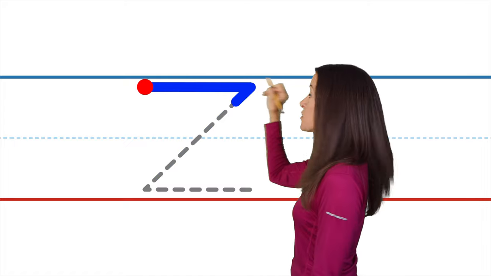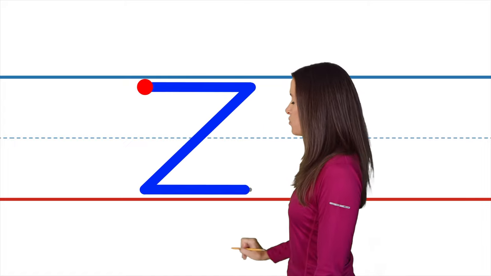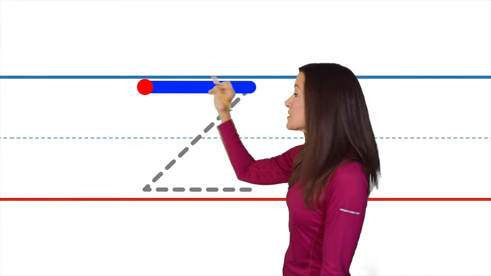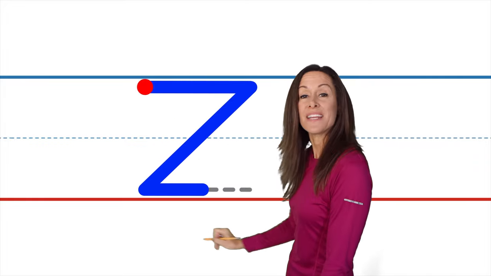Z: across to the right, slant left, then right.